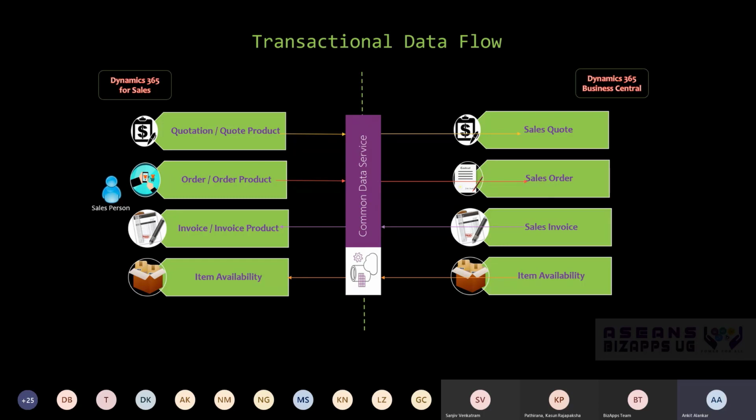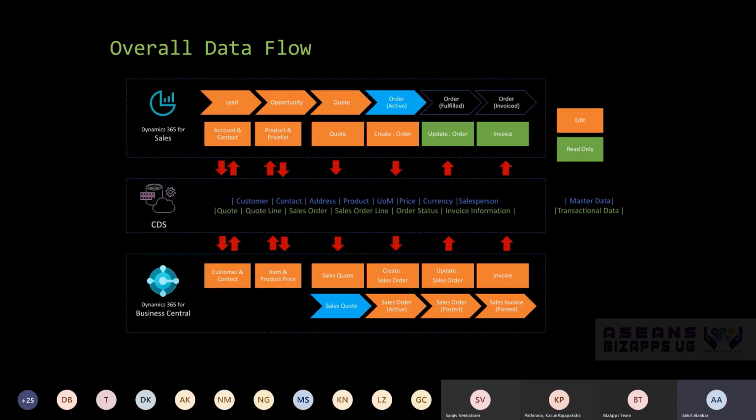We also have a functionality called item availability. Basically, suppose you are selling some stockable items from CRM, and you want to check whether the stock is there for this item or not. So you have this item availability service that you can use to fetch the item availability and accordingly approach the customers and do the work. So these two are the flows, and this is the overall flow: what happens inside Sales and what happens inside Business Central. This actually explains quite a bit.